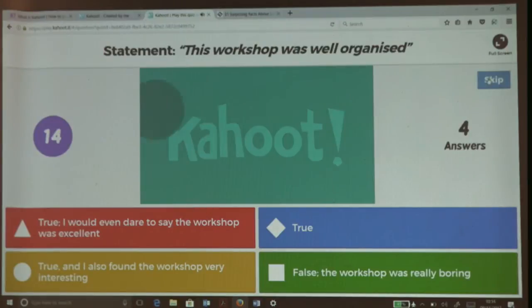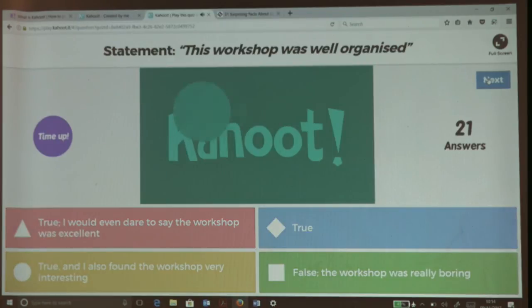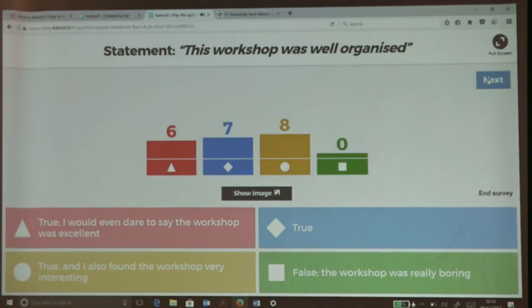This workshop was well organized. So true, would even dare to say it was excellent, true, I found it very interesting, or it was really boring. Internet seems to be working fine now, that's good. Nobody found it boring, I'm very relieved. Okay, great.